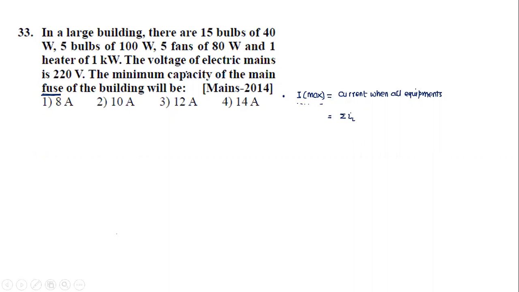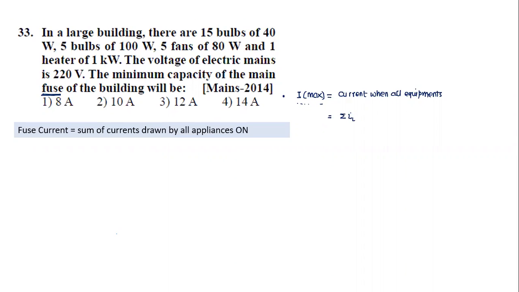Because ideally, when all the appliances are connected, that's the current drawn. And you should understand, with V remaining the same, as the power consumption keeps increasing, I will keep increasing. I will be the sum of current drawn by all appliances put together. So calculate the current drawn by each of them and sum it up. That's the capacity of the fuse which has to be designed. So fuse current is equal to the sum of current drawn by all appliances in the on condition.